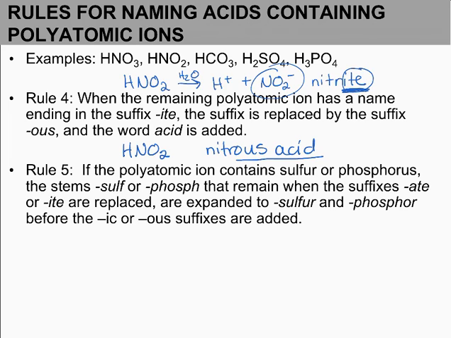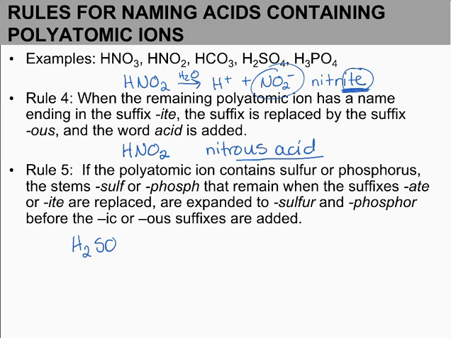Okay, and then you'll notice a couple of acids up above that have sulfur and phosphorus in them. So how do we name those? Now, if the polyatomic ion contains sulfur or phosphorus, the stems sulf or phosph that remain when the suffixes ate or ite are replaced are expanded to sulfur and phosphor before the ic or ous suffixes are added. Okay, so let's look at those examples.